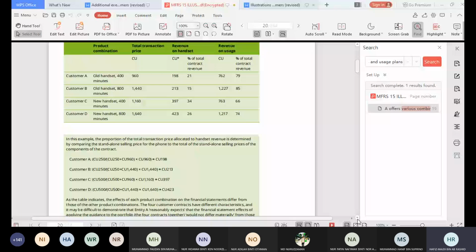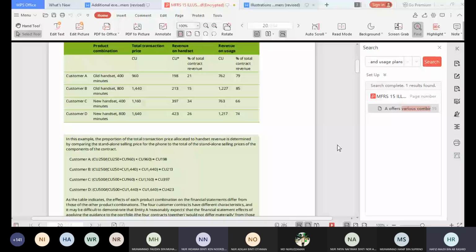So that is how you do it for the old handset with 800 minutes, the new handset with 400 minutes, and also the new handset with 800 minutes. So what I will do, inshallah, I will also upload this. I just explained the first one. I hope you will be able to read and understand the remaining calculation.